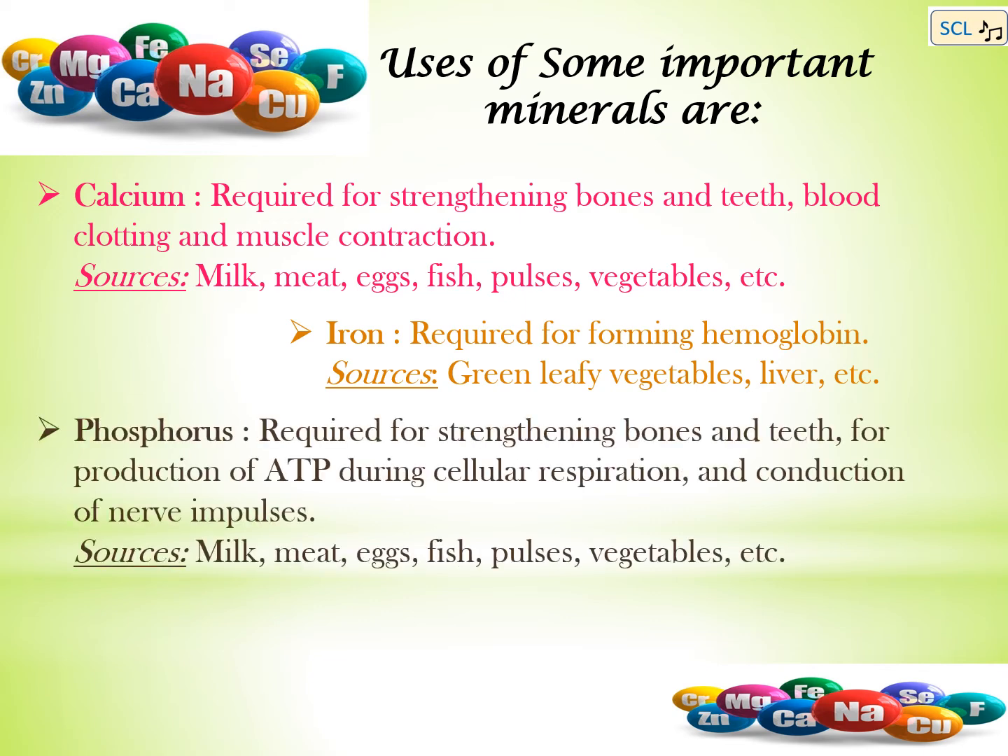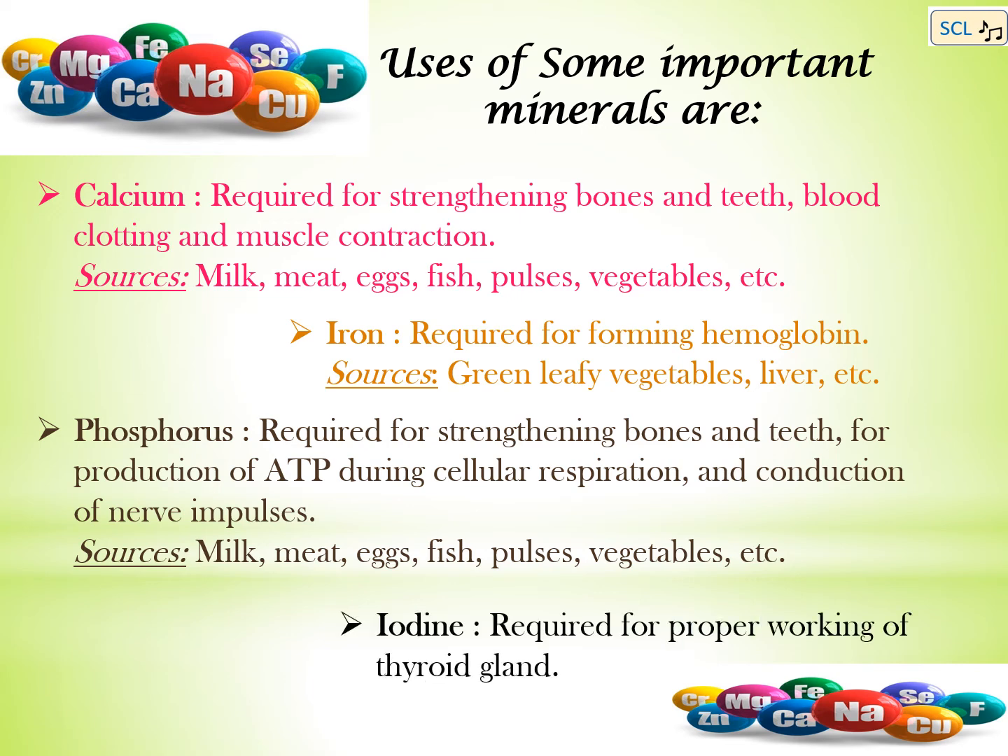Phosphorus. It is required for strengthening bones and teeth, for production of ATP during cellular respiration and conduction of nerve impulses. We can find it in milk, meat, eggs, fish, pulses, vegetables, etc. Iodine. It is required for proper working of thyroid gland. Now, you should find out the uses of other minerals.